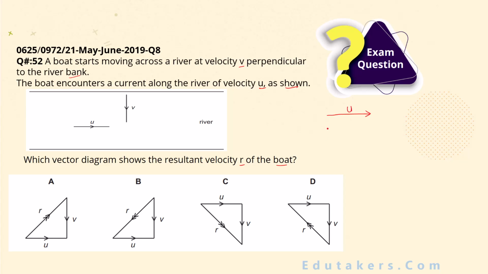Then I have to draw the second vector v in such a way that the tail of the second vector will coincide with the head of the first vector. So the second vector would be in this direction because it's in downward direction. After that you have to draw the resultant vector. It will be pointing from the tail of the first vector to the head of the last vector. So the resultant vector would be in this direction. It is the resultant vector.